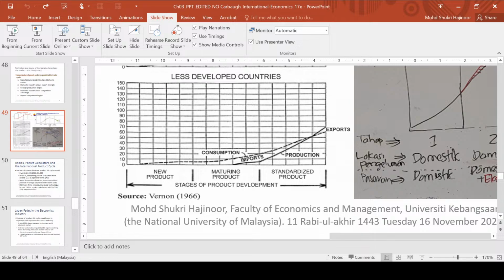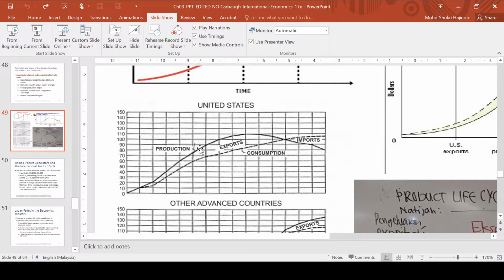So this is United States production. This is consumption. The gap is export. And finally, this is what I said. TV was introduced in the United States. The United States used to export. Now, the United States imports TV.